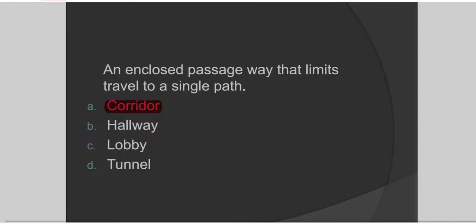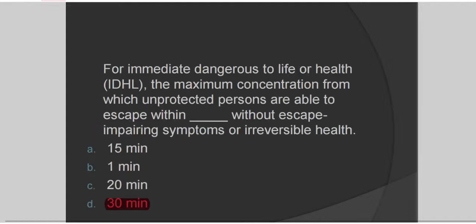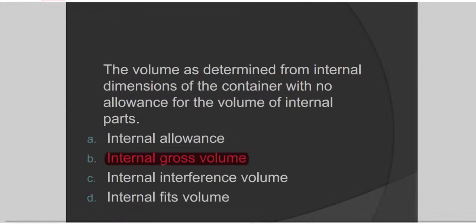An enclosed passageway that limits travel to a single path. A. Corridor. B. Hallway. C. Lobby. D. Tunnel. For immediately dangerous to life or health, IDLH, the maximum concentration from which unprotected persons are able to escape within ______ without escape-impairing symptoms or irreversible health effects. A. 15 minutes. B. 10 minutes. C. 20 minutes. D. 30 minutes.